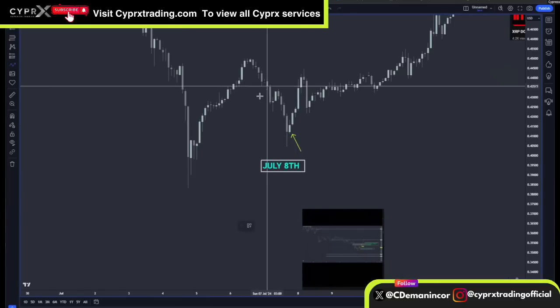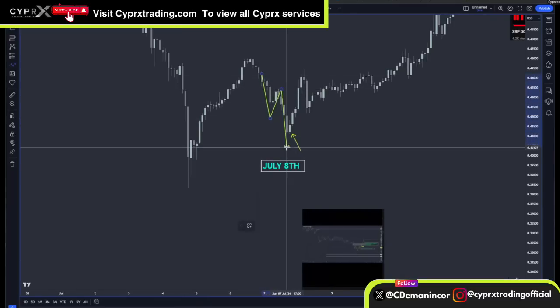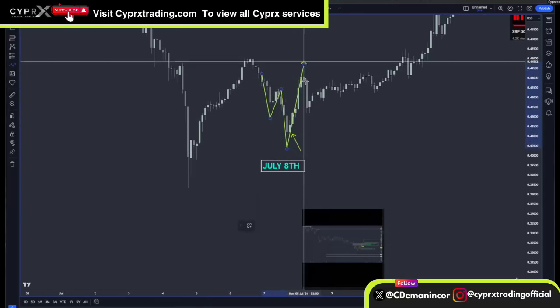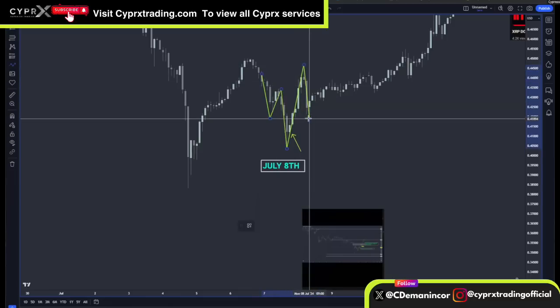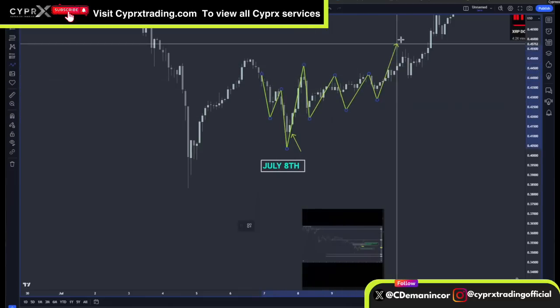The market started to create bullish order flow. Here is a lower high. Here's a break of structure, i.e. this high took out this one, and then the market started to create higher highs and higher lows, right?